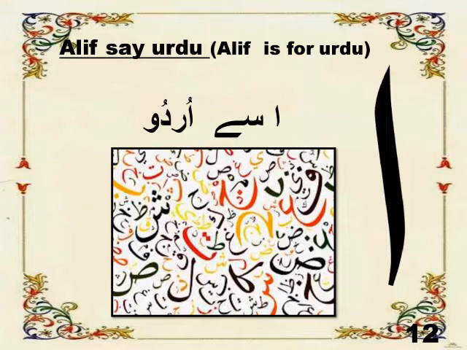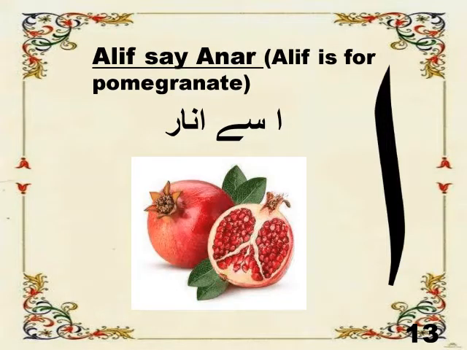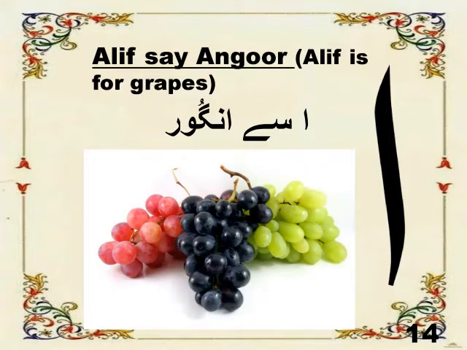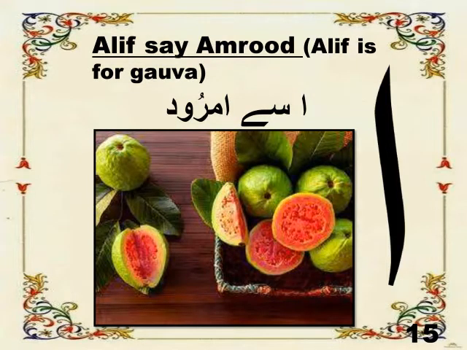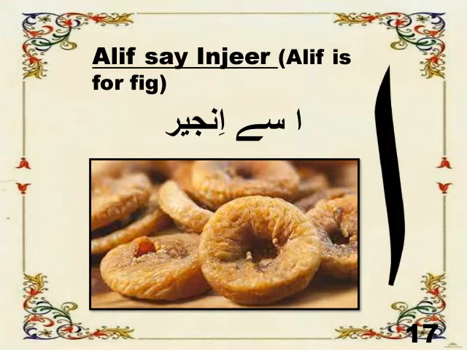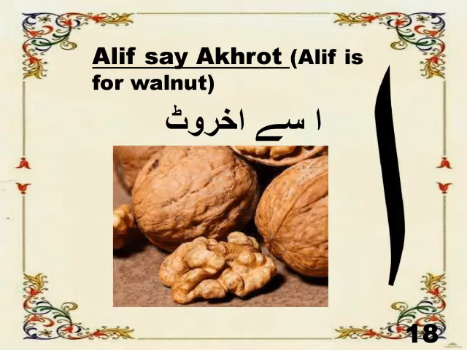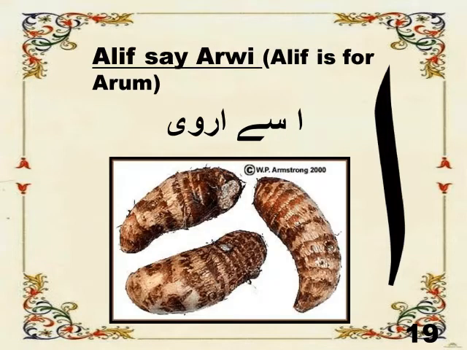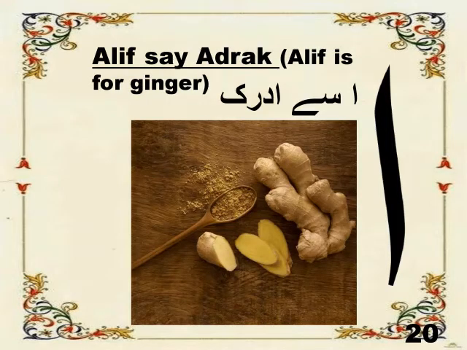Alif is for Urdu. Alif se anar. Alif is for pomegranate. Alif se angur. Alif is for grapes. Alif se amrud. Alif is for guava. Alif se ananas. Alif is for pineapple. Alif se anjir. Alif is for fig. Alif se akhrot. Alif is for walnut. Alif se arvi. Alif is for arvi.